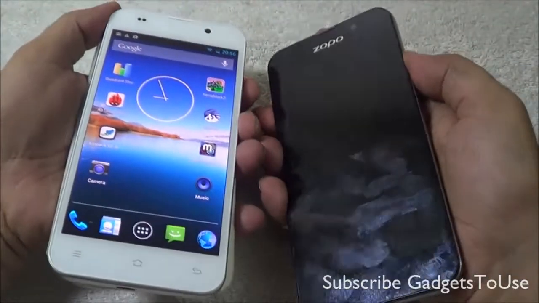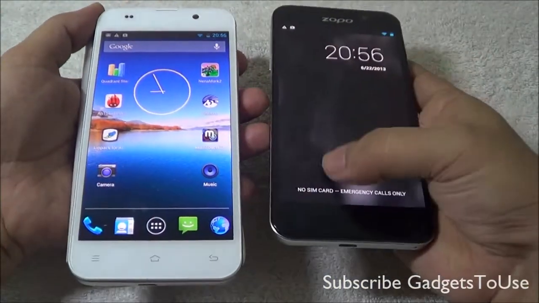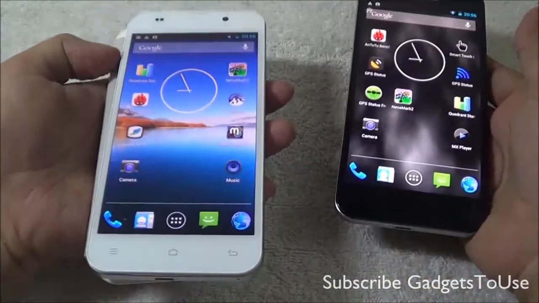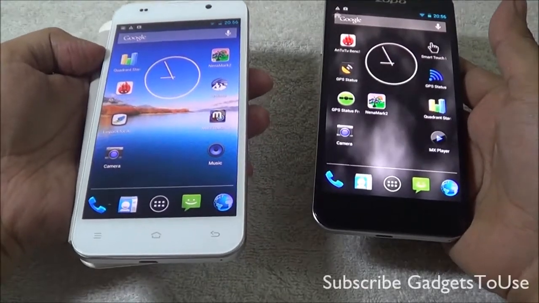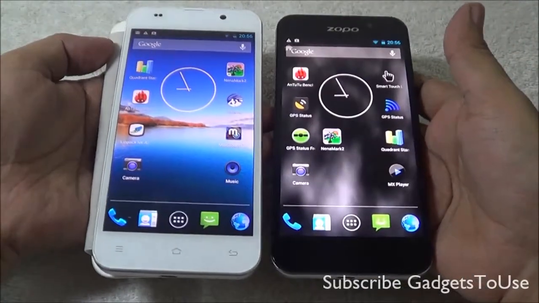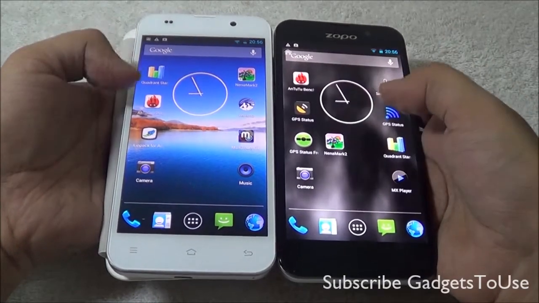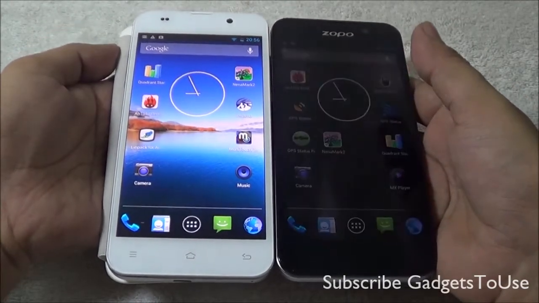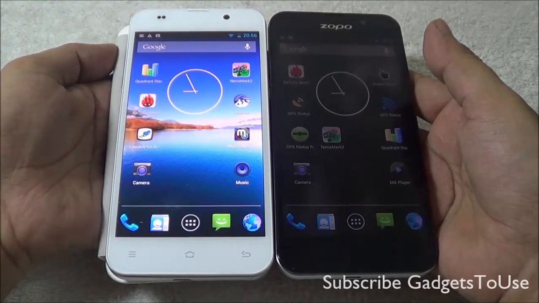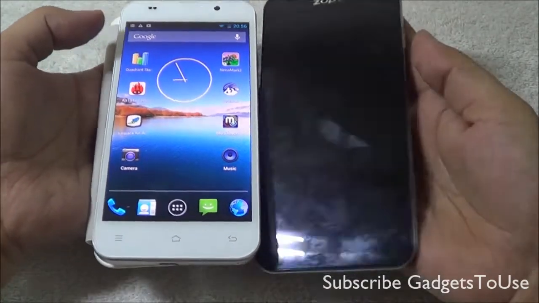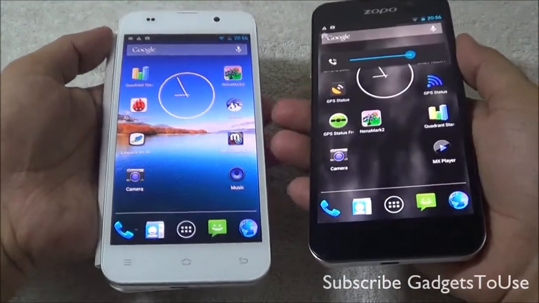Here we have the Zopo 980 which is running on 6589, whereas we have the Zopo 980 over here as well running on 6589T, and we are going to compare both of these devices in the next video, on the basis of CPU, graphics operation, playing some games and other benchmarking. So stay tuned for that.